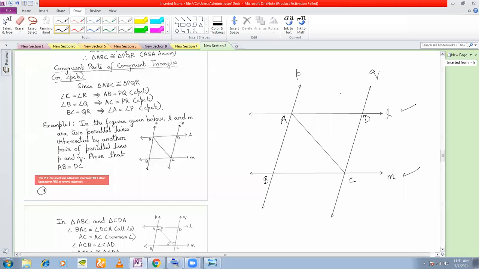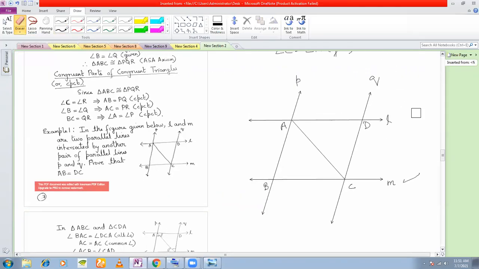Intersected by another pair of parallel lines, P and Q. So if you see, P and Q are another two parallel lines, they are intersecting these two parallel lines. Okay. The question here is prove that AB is equal to DC. What you need to show? AB, that is this side, is equal to this side.